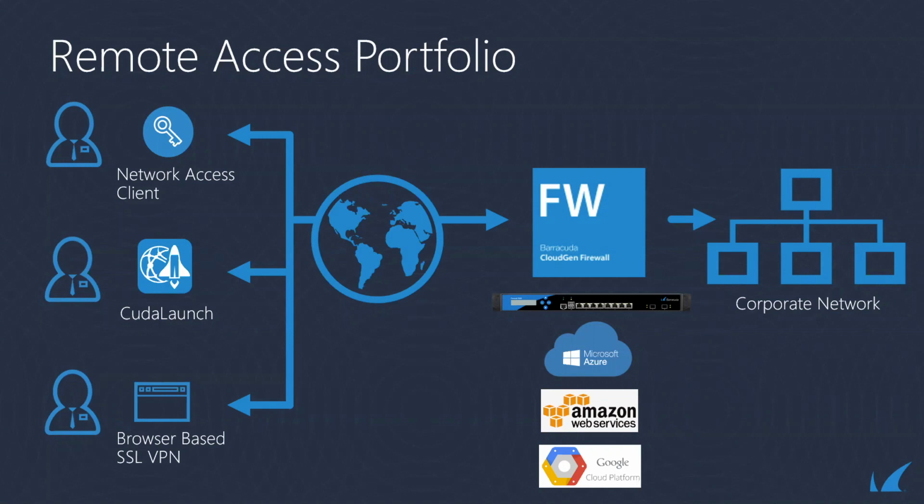There are three key components that we're going to be looking at today. The first is the more traditional type of VPN. This is the Network Access Client. The second is CUDA Launch. CUDA Launch is available as an app that can run cross-platform. And the third is the browser-based access way of connecting to a VPN.